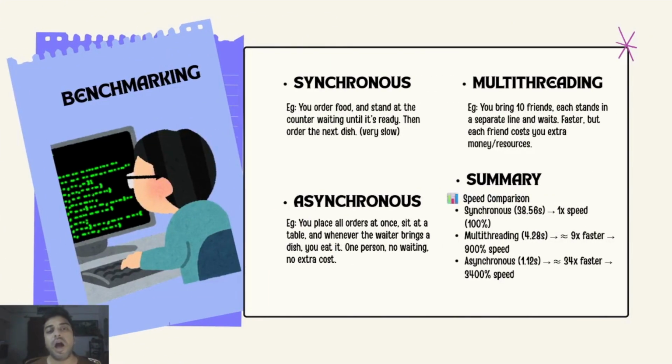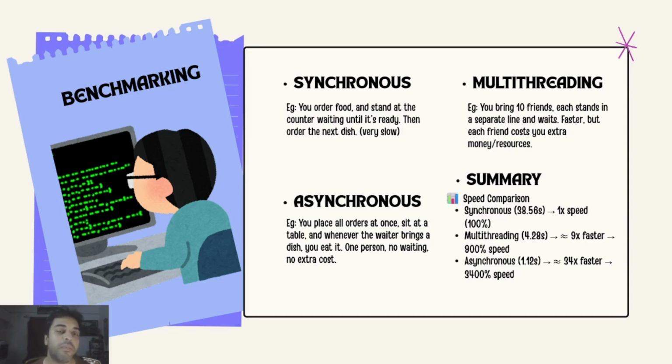Now let's understand how synchronous requests, multi-threading and asynchronous differ from each other with an example. Suppose you went to a restaurant and you order food. Once you receive the food, you order another food, and like this you iterate 10 times. So definitely it's going to take some time. In multi-threading, what happens is you take 10 of your friends and make them stand in different queues, and they order on your behalf. So you'll get the cuisines or whatever food you requested.